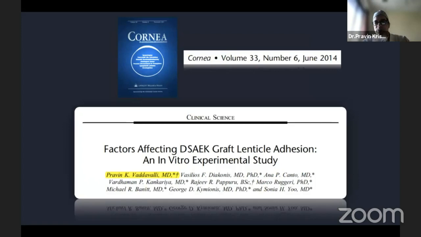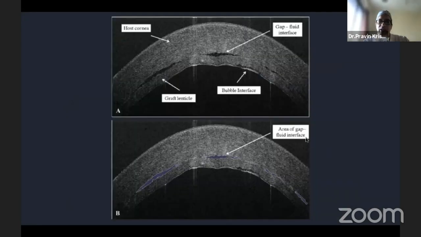We, in fact, published a paper that talks about identifying these gaps to actually change your protocols of air injection in DSEK surgery. And so based on that, now we ensure that the patient is lying flat for a significant period of time based on the findings on the OCT.